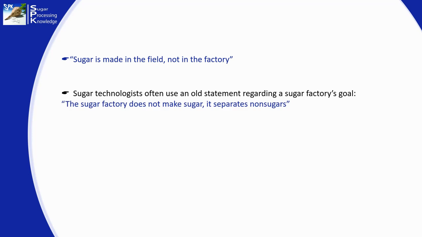The first thing I heard when I began my career in this exciting profession was, sugar is made in the field, not in the factory. Also, sugar technologists often use an old statement regarding a sugar factory's goal: the sugar factory does not make sugar, it separates non-sugars. This obviously does not minimize the important job expected of manufacturers, which is to maximize sugar yield and reduce production costs.